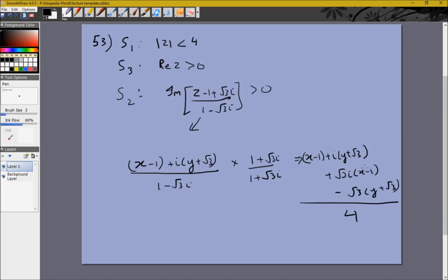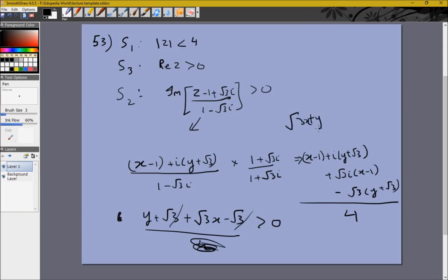Now we'll just look at the imaginary part of this, which needs to be greater than 0. That means we just take the imaginary part, y plus root 3 plus root 3x minus root 3, by 4, should be greater than 0. This is of no significance, by 4 and root 3 cancel. That means root 3x plus y should be greater than 0. That is S2. Root 3x plus y is greater than 0.